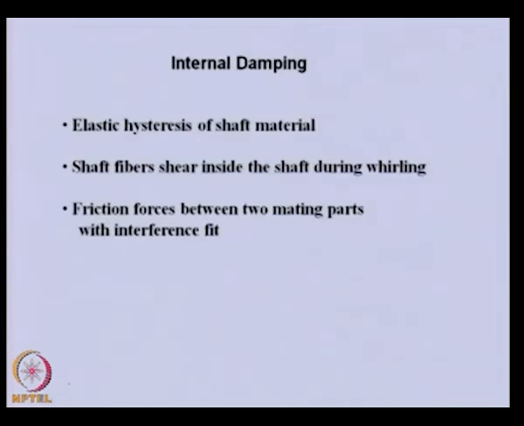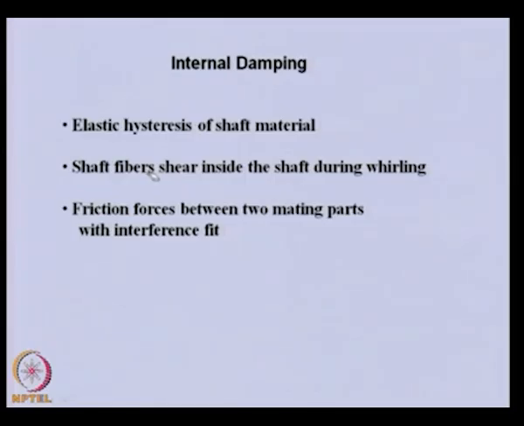So, coming to the internal damping, which comes from various sources like elastic hysteresis of the shaft material. Due to flexural vibration of the shaft, intermolecular interaction takes place within the shaft material, and that gives some kind of heat generation within the shaft material. So, basically this kinetic energy converts into heat in the form of hysteresis.